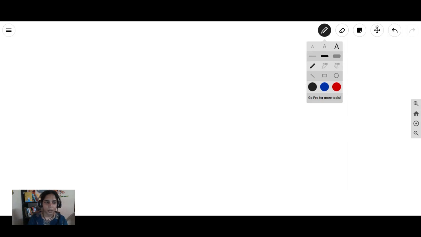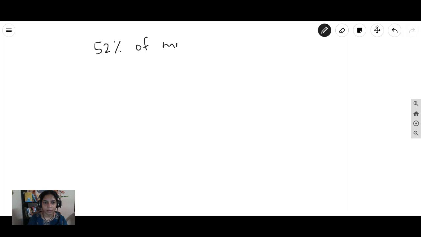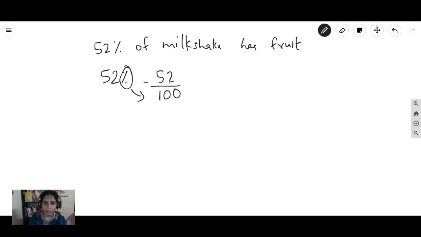now if I say 52% of this milkshake is fruit, and the remaining is milk. Now I have to know how much it is in the form of a fraction. Now we know what this symbol is. We just convert the symbol into what it was. The symbol was nothing but by 100, is it not? By 100. Simple. It became a fraction.